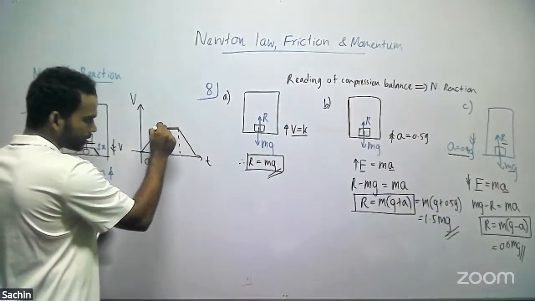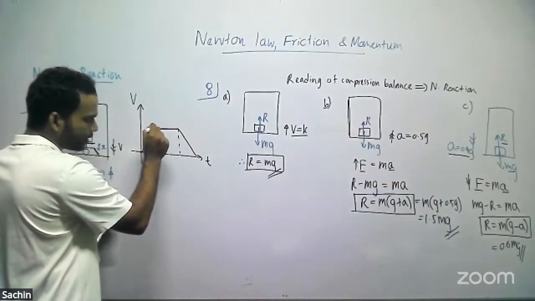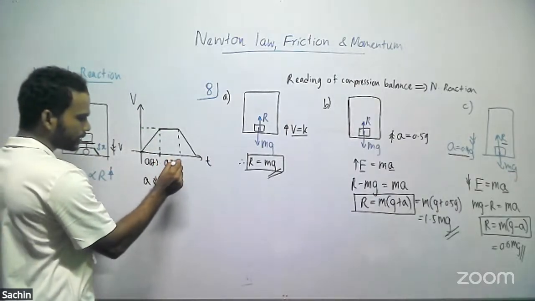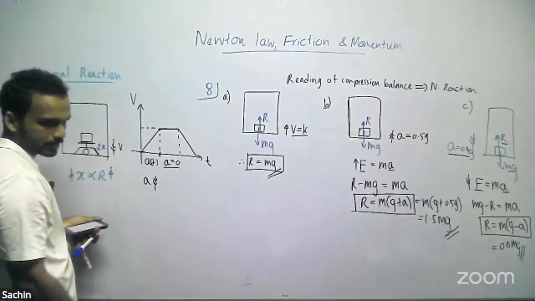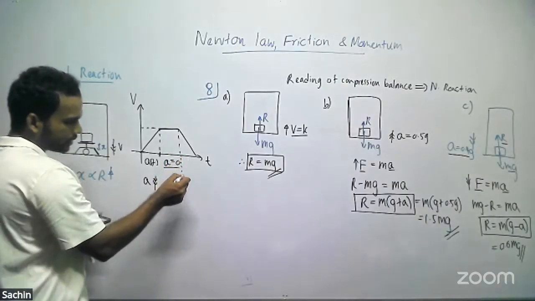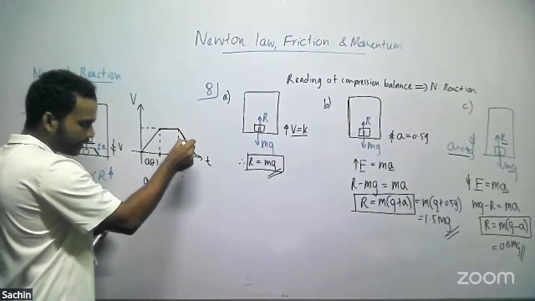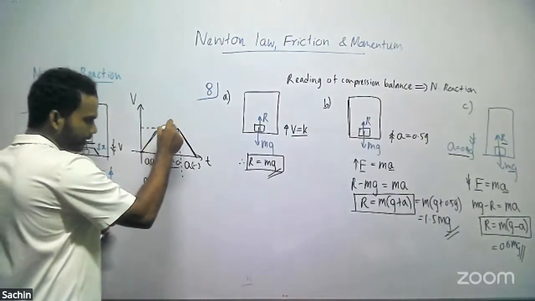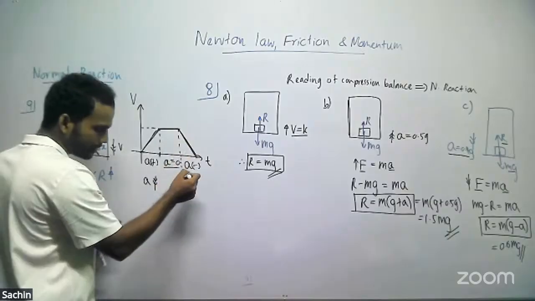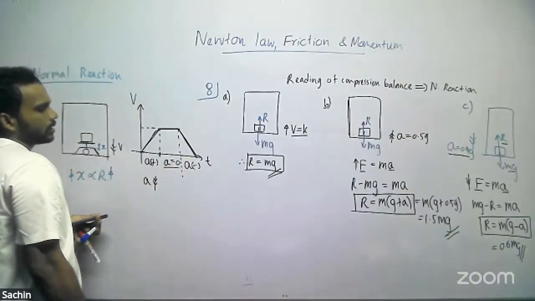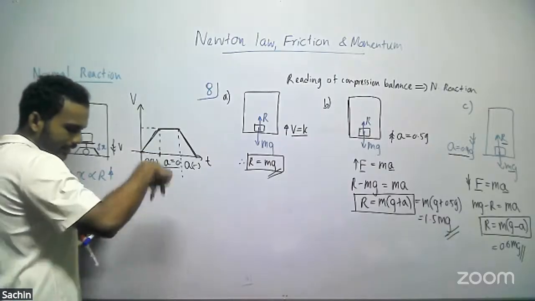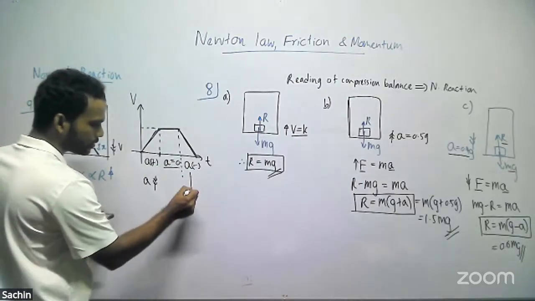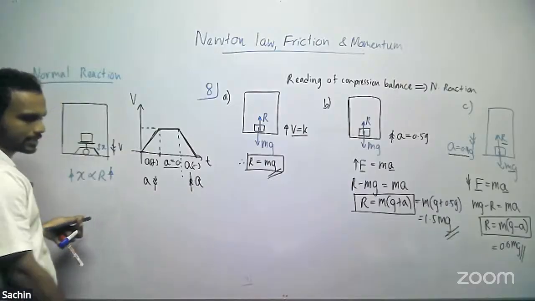For this section, the velocity does not change. Velocity stays constant means the acceleration is 0. So in this section the acceleration is 0. For the next section, you can see the velocity is decreasing. That means the acceleration is negative. Here velocity increases, this is constant, and this is decreasing. Decreasing means acceleration negative. Remember they have mentioned the downward motion as positive, so if acceleration is negative, the acceleration should be upwards.